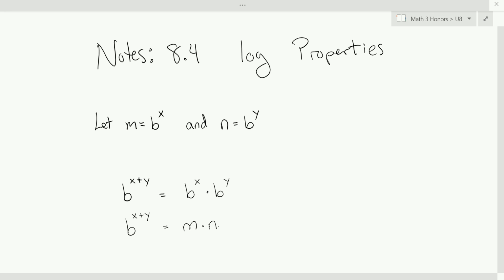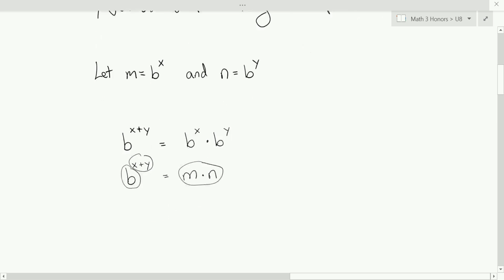Okay. So now let's change it from exponential form to log form. We talked about our 3 parts. We have our base, our power, and our argument. And so when we change it into log form, what do we get? Log base b of what? M times n is equal to x plus y.